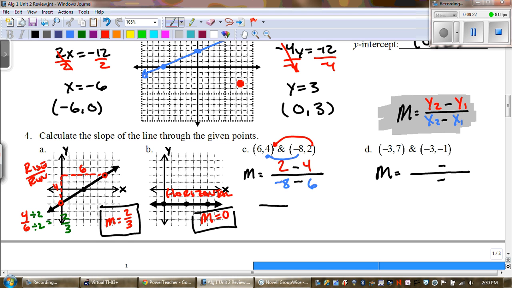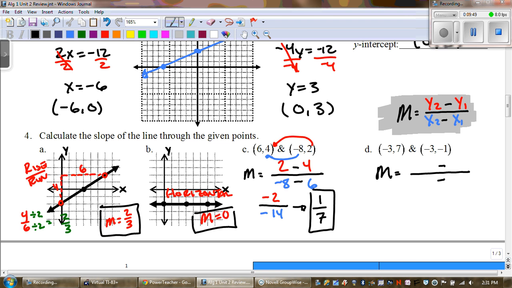Okay, so 2 minus 4 is negative 2, and negative 8 minus 6 is negative 14. We can reduce that, and our final answer is 1/7. We have 2 negatives, so when you're dividing 2 negatives, you get a positive, and 2 over 14 reduces to 1/7.